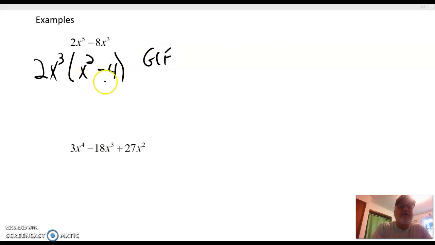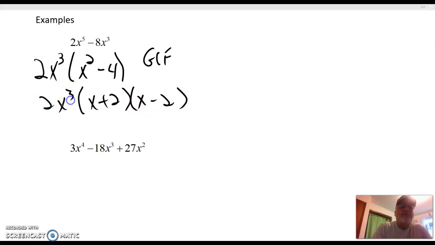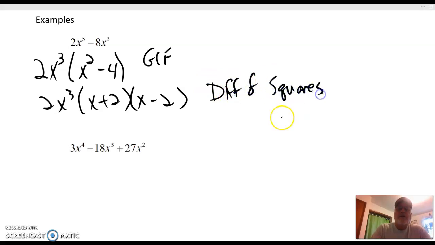Now what I've got here is a difference of squares. So this difference of squares is going to factor x plus 2 and x minus 2. You bring down your 2x cubed. Okay, so that one was a difference of squares. Okay, done with that one.